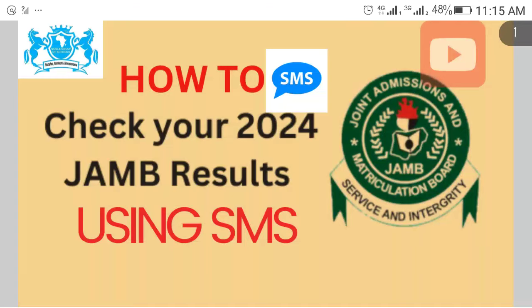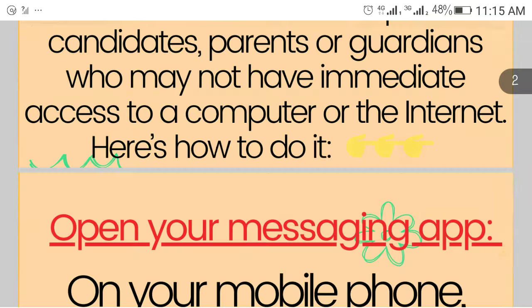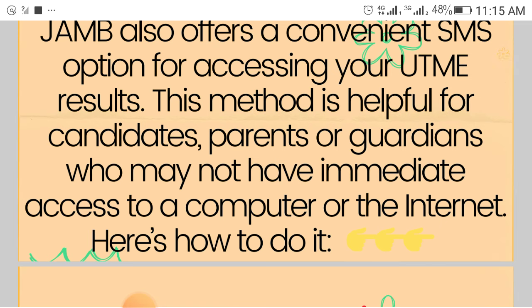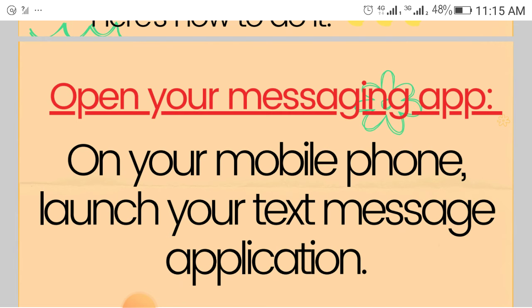JAMB result. If you have written your JAMB, here is a simple way to check your JAMB result now. And the best thing is that you can even check it without the use of a smartphone, without the use of internet, just with your normal phone, button phone. You can use SMS sending to get your JAMB results sent to you. So I've said that within 24 to 72 hours, you'll be able to get your JAMB result. In order to do that, this is the step.